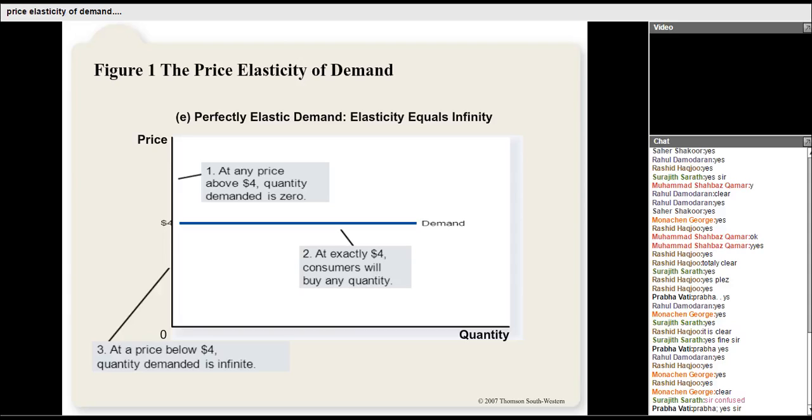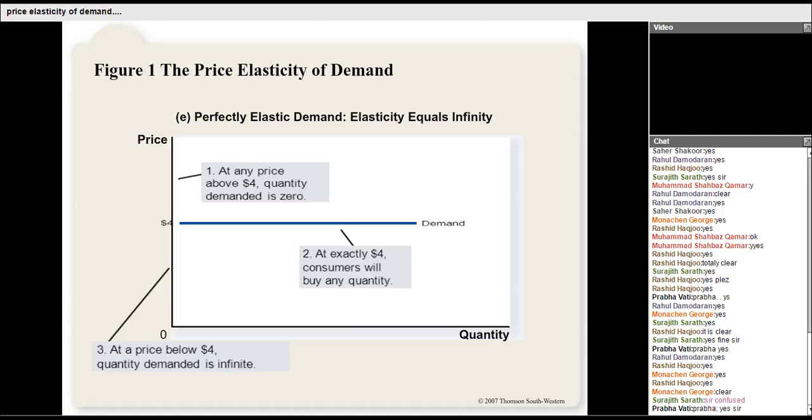See, number one, at any price above $4, quantity demanded is zero. At exactly $4, consumers will buy any quantity. And at a price below $4, quantity demanded is infinite. Why? It will be divided by zero. You will see the calculation soon. It means if you increase the price above $4, people will not buy it, and if you decrease the price below $4, then the demand is infinite. Huge demand.